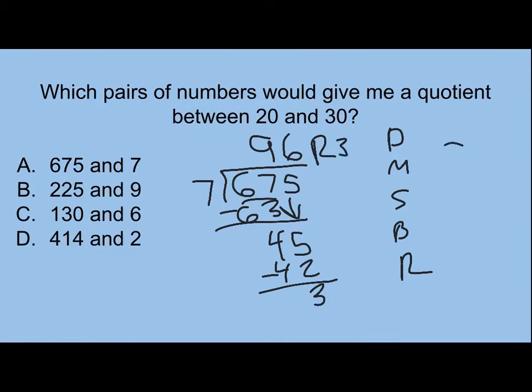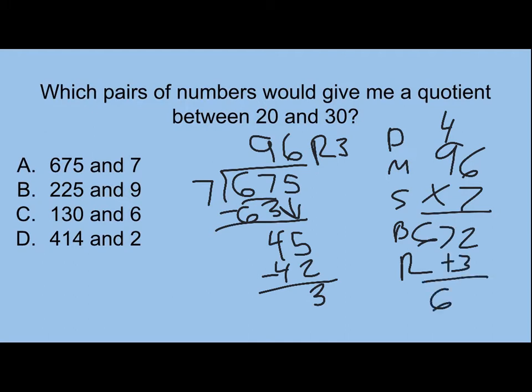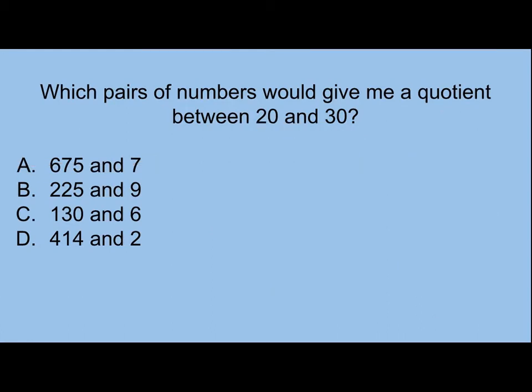I need to check this, obviously. 96 times 7 gives me a carry up, my groups of 4. It's going to give me 672 plus my remainder of 3, 675. So this answer is correct, but it's not one that I want because I am looking for numbers between 20 and 30, and 96 is significantly bigger than 30. So I'll go ahead and solve B now.